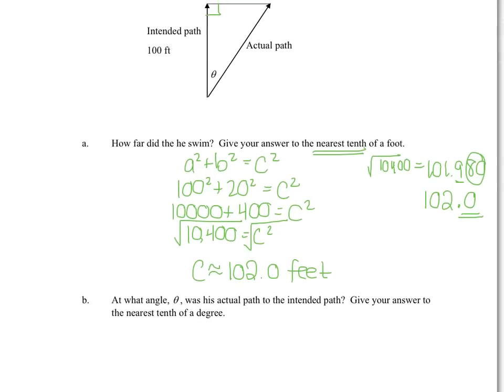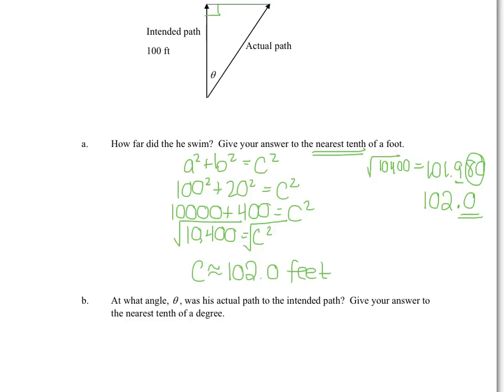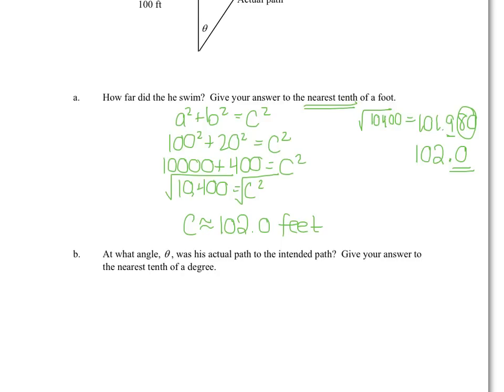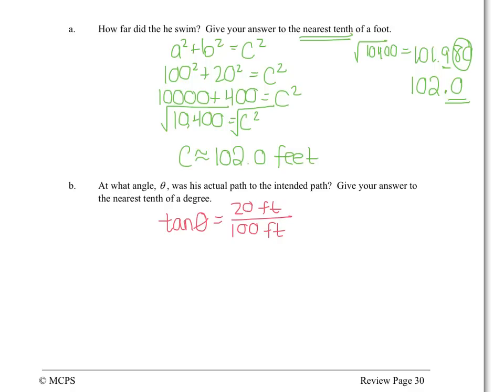For part B, we're asked at what angle was his actual path to the intended path. So give your answer to the nearest tenth of a degree. So we need to find this angle. We're given, for certain, without rounding, which is our actual path, we're given the opposite and the adjacent. So the best ratio we should use is tangent. So the tangent of theta is going to be my opposite, which is 20 feet, over my adjacent, which is 100 feet.